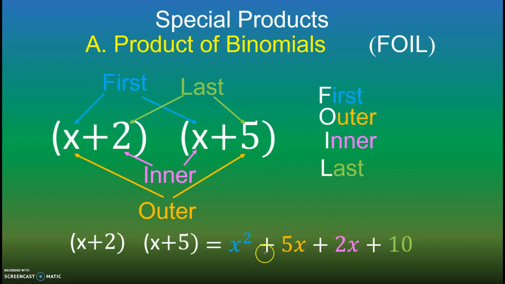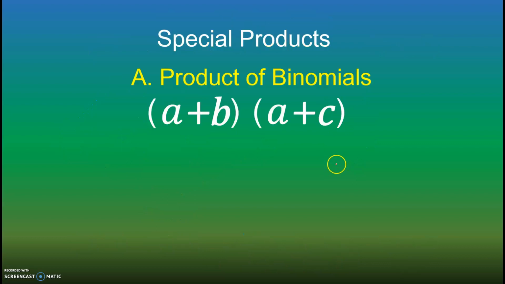After that, if you obtain terms that can be combined together, which are 5x and 2x, then you need to combine them. 5x plus 2x is basically 7x. Therefore your answer is x squared plus 7x plus 10. Again, the FOIL method is all you need to follow: first, outer, inner, and last.